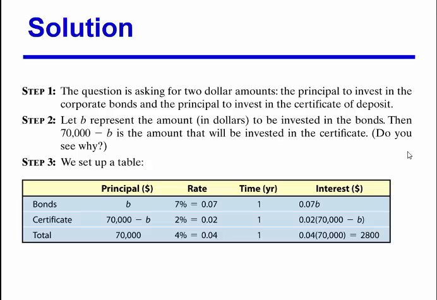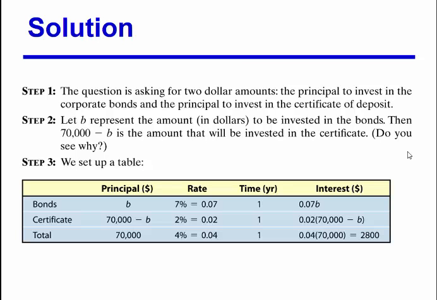And so bonds is B. Remember, we only have $70,000. So if I invest an amount B in bonds, I only have left the 70,000 minus whatever B is to invest in the CDs.